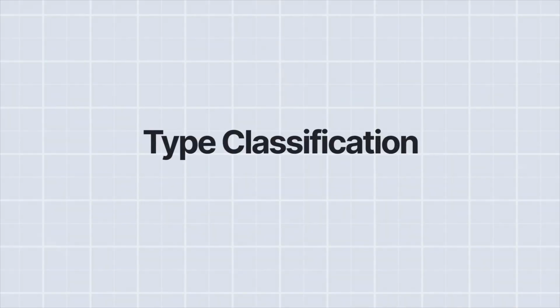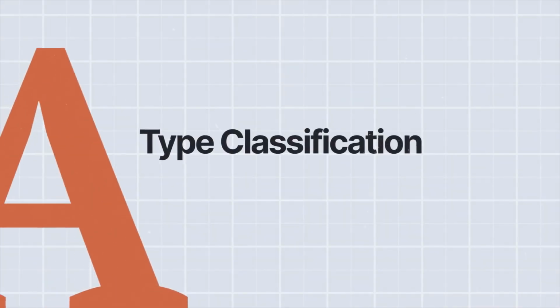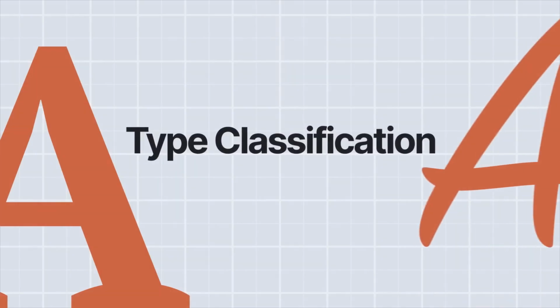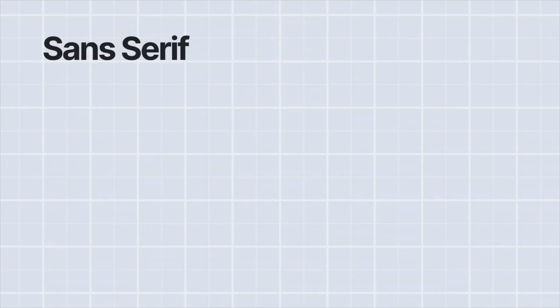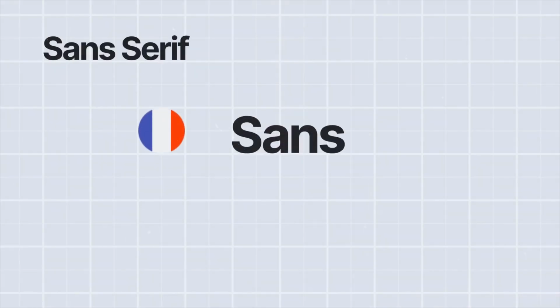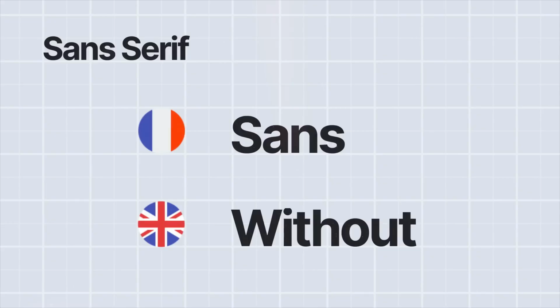Let's talk about type classification. Knowing the different typeface categories is essential to identify them historically and distinguish them visually. Let's take a look at sans serif first. Sans is French for without. Sans serifs are what the name describes, without serifs.